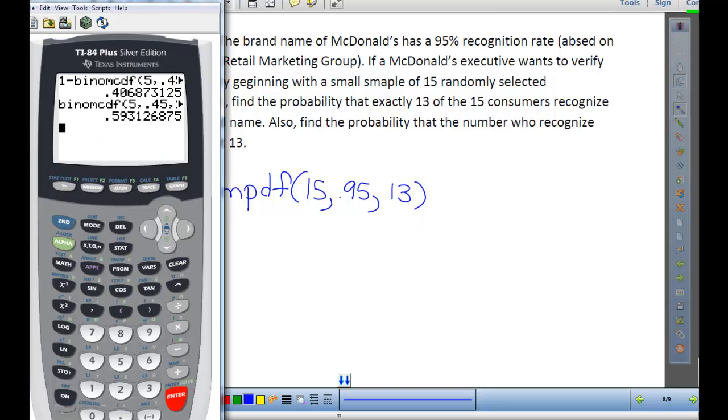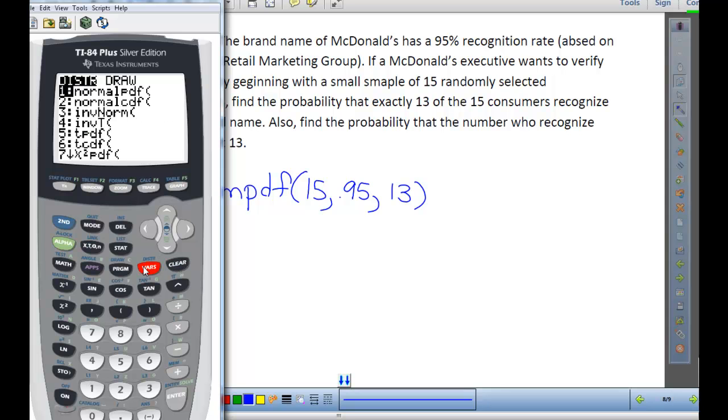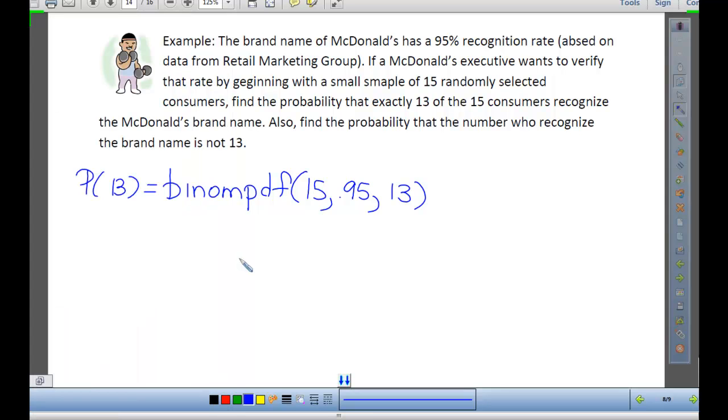All right, so we get, I'm going to use choice A this time. 15, comma, 0.95, comma, 13. And so we get 0.1348. That's what I got. 0.1348. Okay? Is that what you all got?